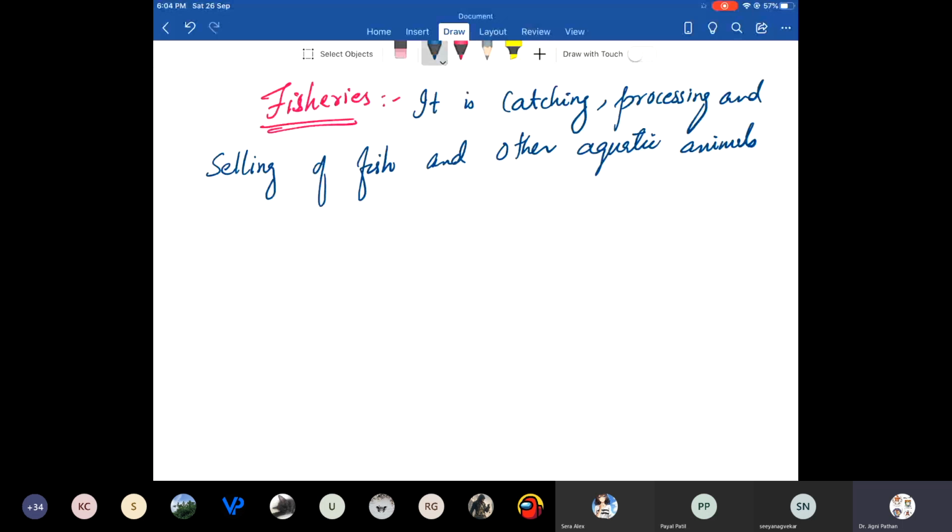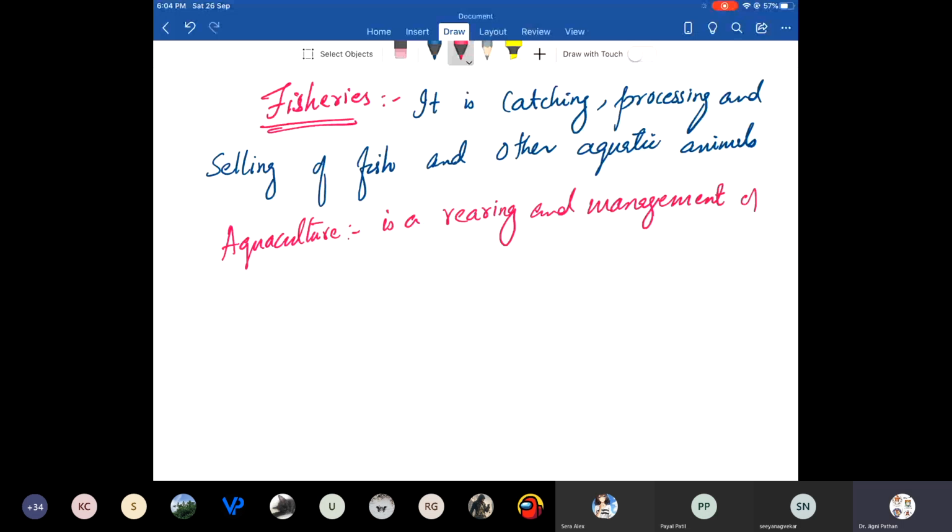Same thing, what do you understand by aquaculture? It is the rearing and management of useful aquatic plants and animals like fishes, oysters, prawns, anything. Okay, I can give examples.